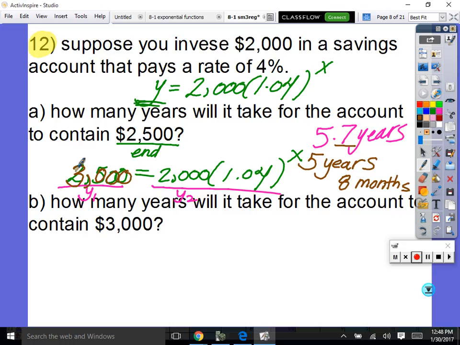Yeah, well, we can't. That's why solving by calculator is only acceptable if we can do decimals. Does that make sense? So we did say 5.7 years, but then we converted it ourselves. Does that make sense?